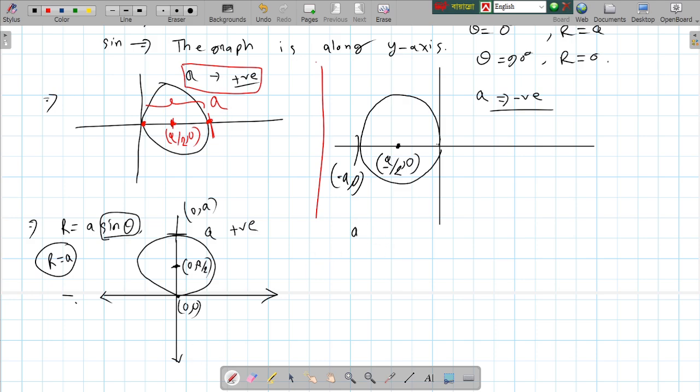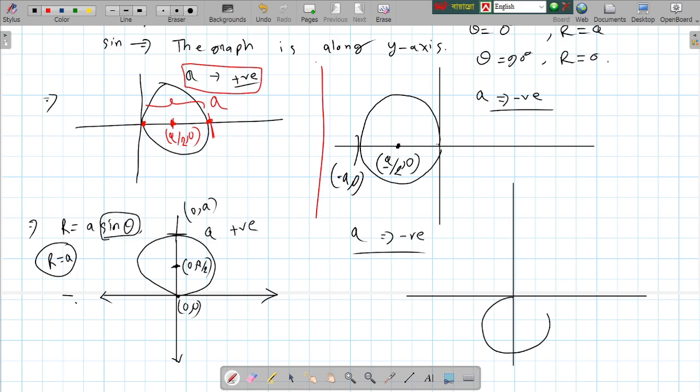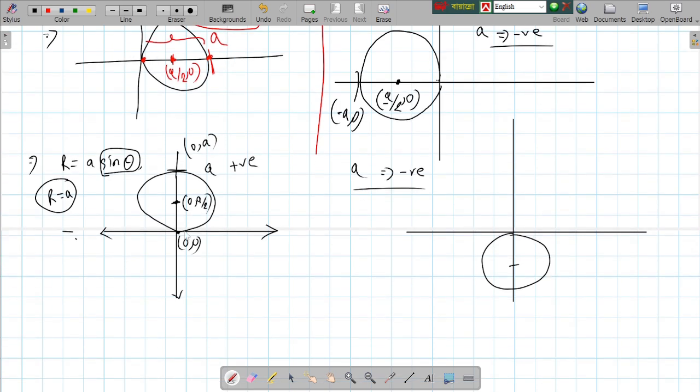And if a is negative, the circle is flipped and shifted down below the x-axis. So if a is negative, this is the graph of this equation, and this position is 0, minus a, and the center is 0, minus a by 2.